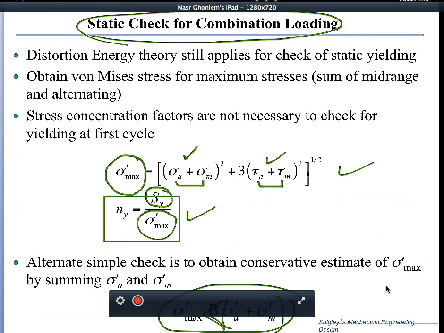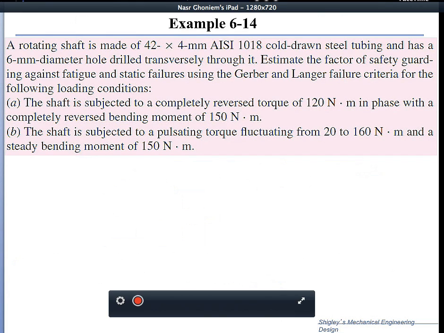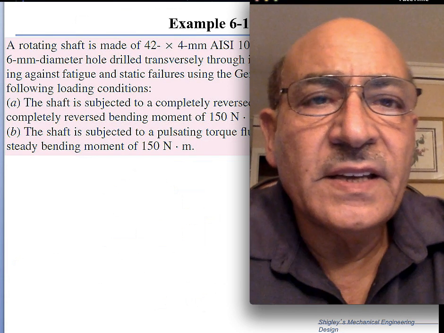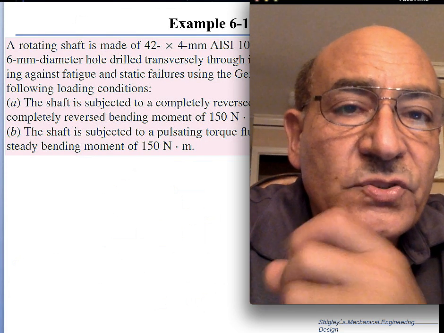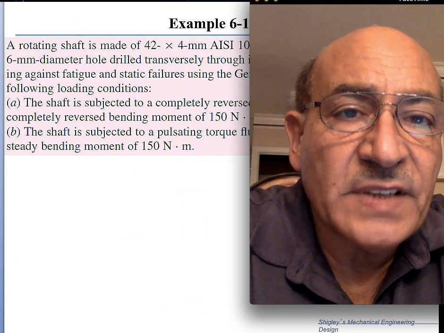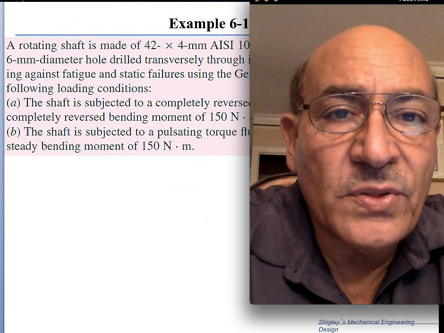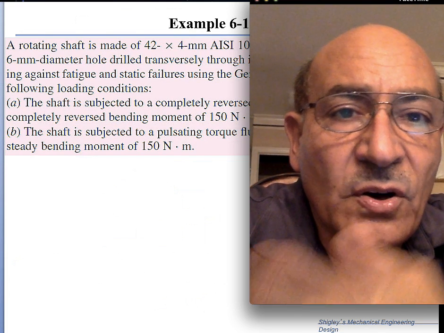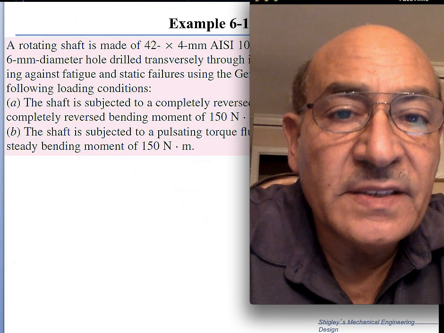Next, we're going to go through an example, and this example will illustrate a few things. In this example we will study a shaft made of tubing. The tubing has an inner diameter and outer diameter, and it also has a drilled hole through it, and the drilled hole is going to amplify all of the stresses that we compute nominally.